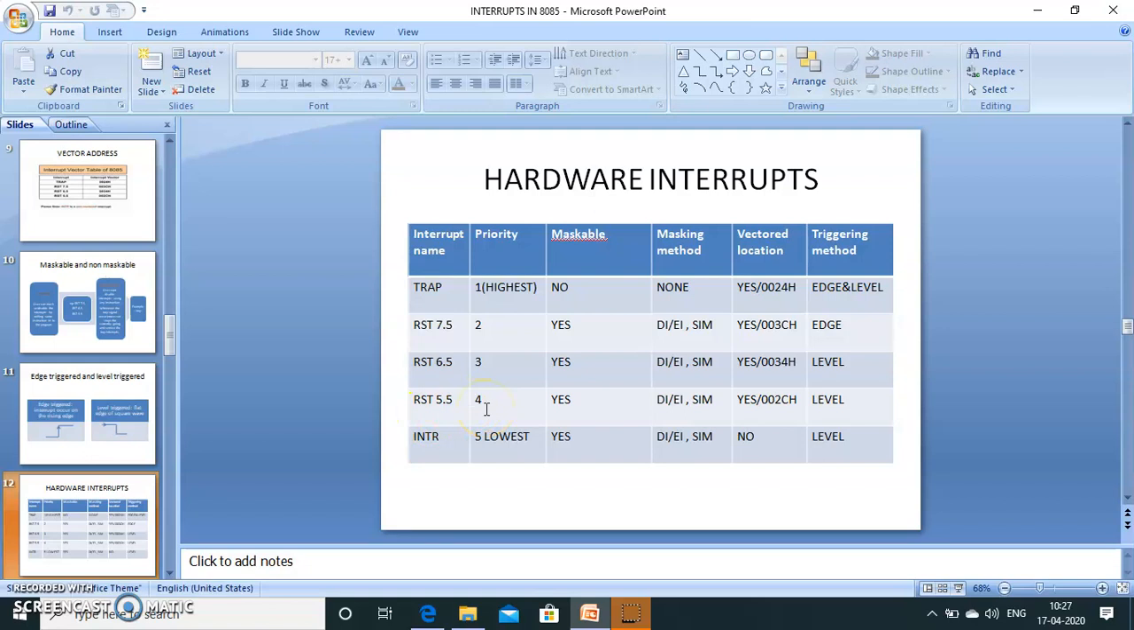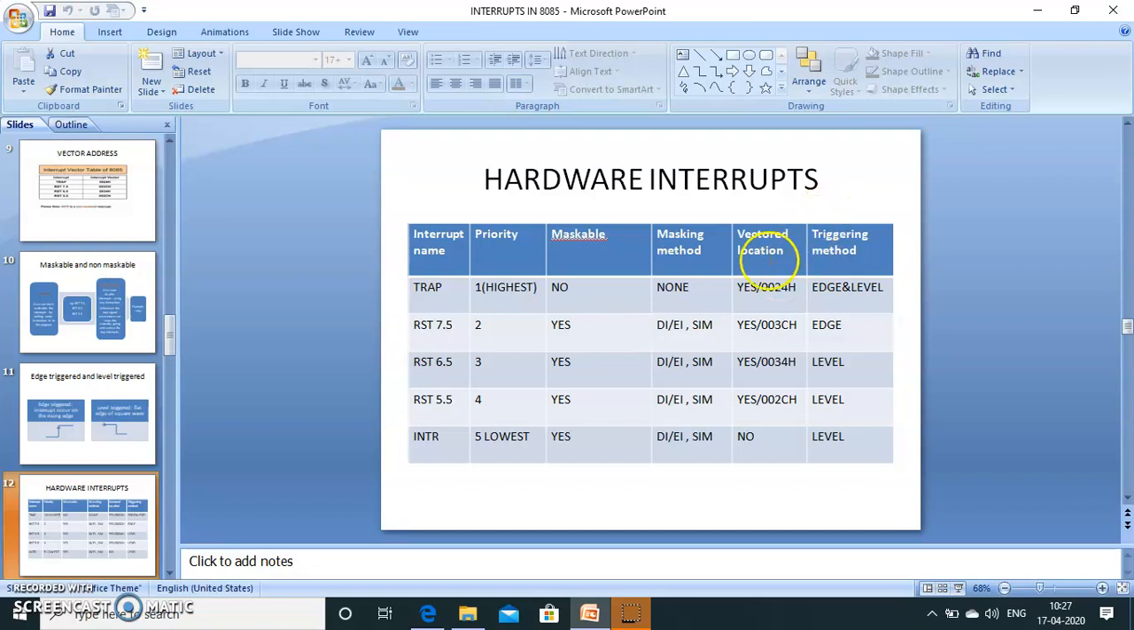Maskable means we can disable the interrupt by using some masking method. TRAP is a non-maskable interrupt and the others are maskable interrupts. We can mask each interrupt by using a masking method. The instructions related to masking are DI, EI, and the SIM instruction.